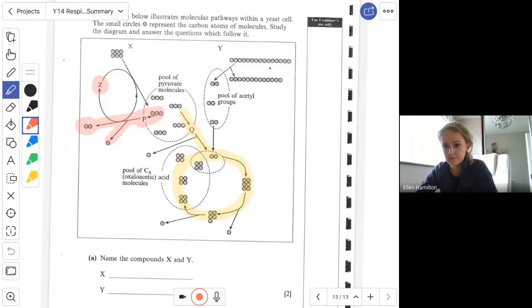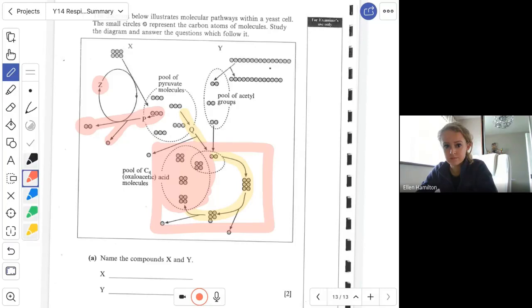The next question, where would you expect to find the pool of C4 acid molecules in a cell? Now, this was an older question, so they probably wouldn't give you the name oxaloacetate. Where would you find this pool here? Well, in other words, it's saying, where does this happen? So this is the Krebs cycle. The Krebs cycle happens in the mitochondrion, but you need to be more specific than that. So you need to say it's in the matrix of the mitochondrion.